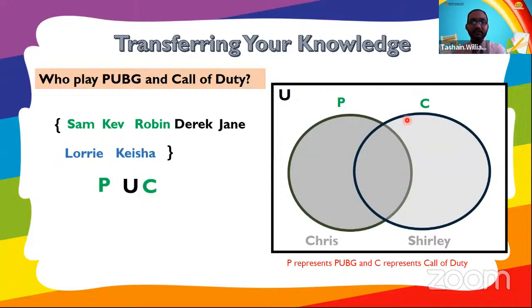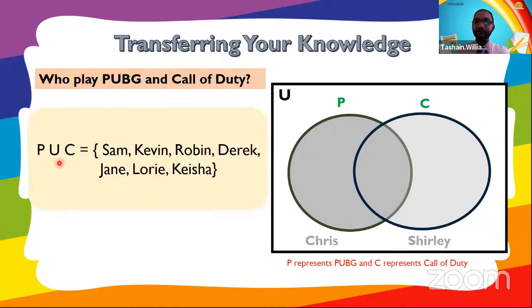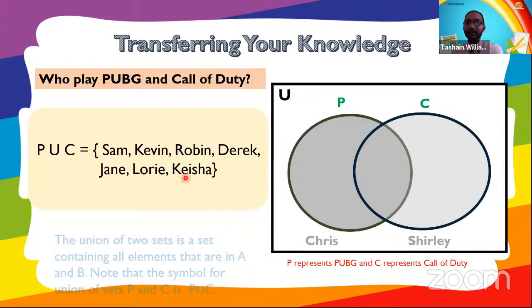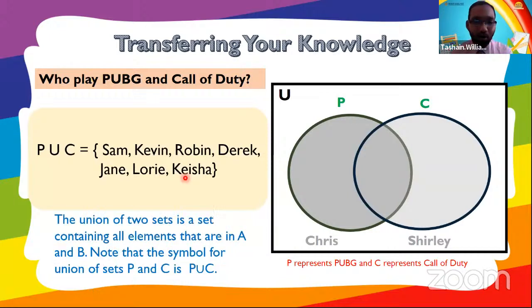Now, this is how it should look. P union C is equal to Sam, Kev, Derek, Robin, Jane, Laurie, and Keisha. And if you said the union of two sets is a set containing all elements that are in A and B, you are correct. Very good, boys and girls. Now, I didn't want to move on before I went and looked. I want you to look at my pointer here. Are you realizing the U in the top left-hand corner of my screen?